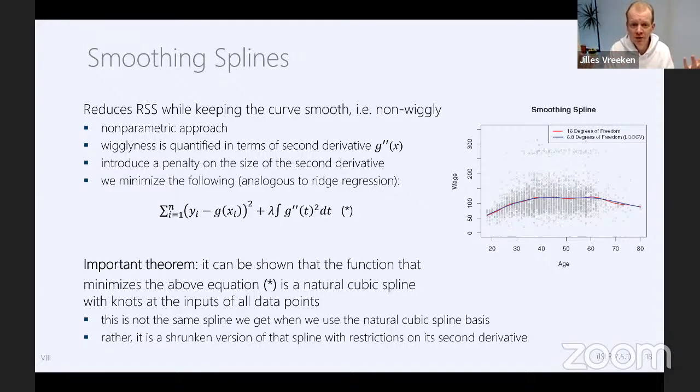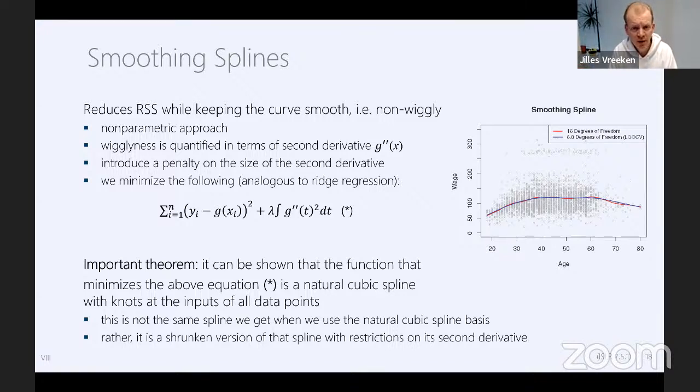And it's just a special case. And it's a very pleasant special case. Another way of looking at it, just like with ridge regression, is that because of this value lambda, we're shrinking the degrees of freedom. And essentially, a smoothing spline is a shrunken version of natural cubic splines with k equals n knots.